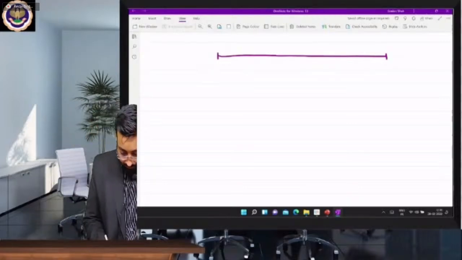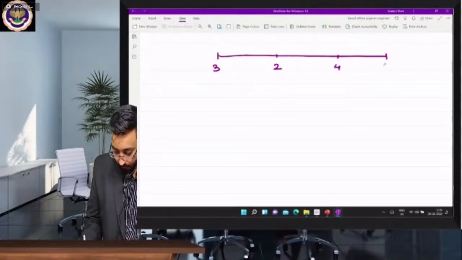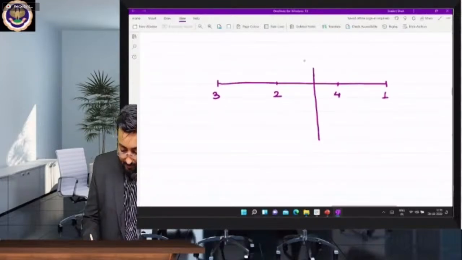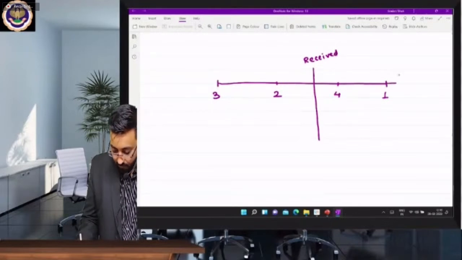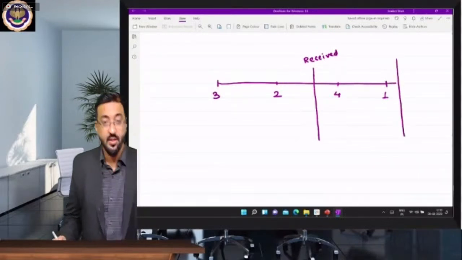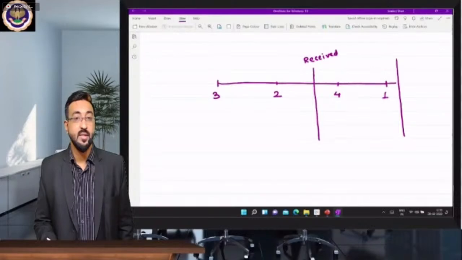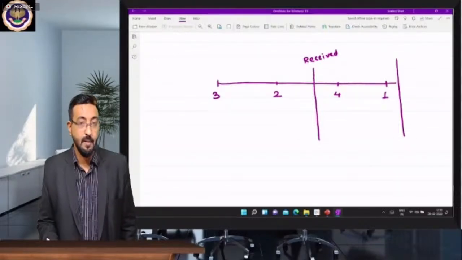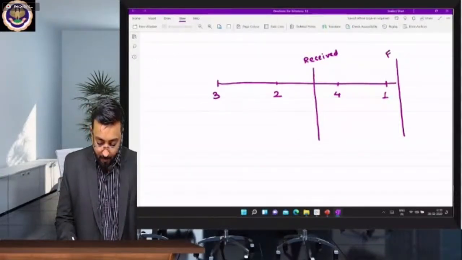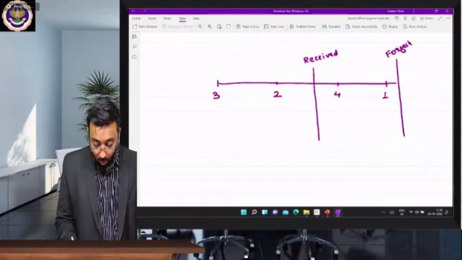See beta, 3241. The first line is received, and the second line: received is up to 5 and the second line is forfeited.